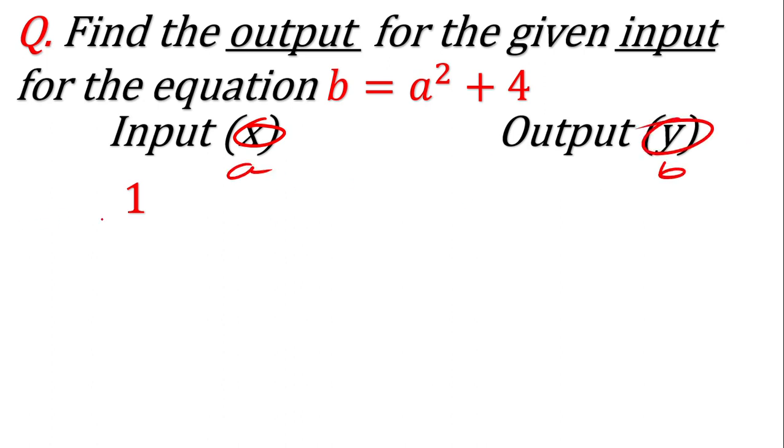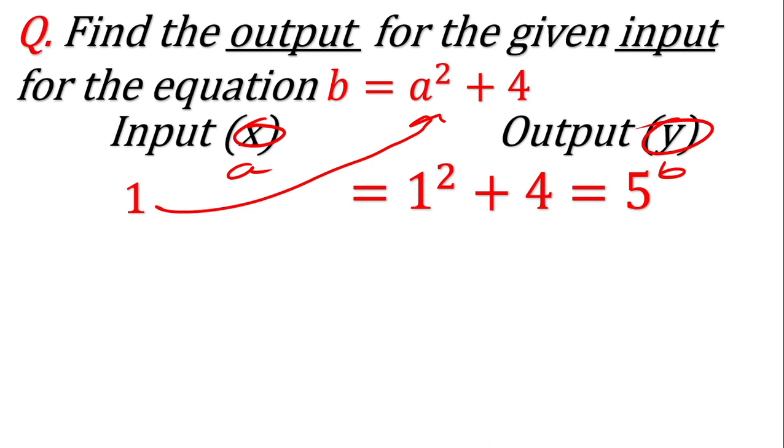Okay. So if you take a is equal to 1, put a equal to 1 here. So b will be equal to 1 square plus 4. 1 square means 1 and plus 4 means 5. Okay. So 1 plus 4 is 5, the output for 1 as the input.